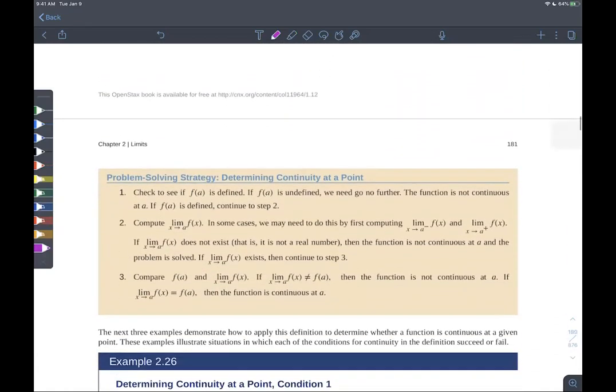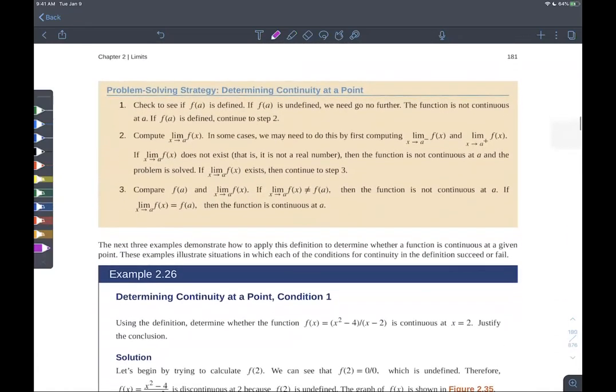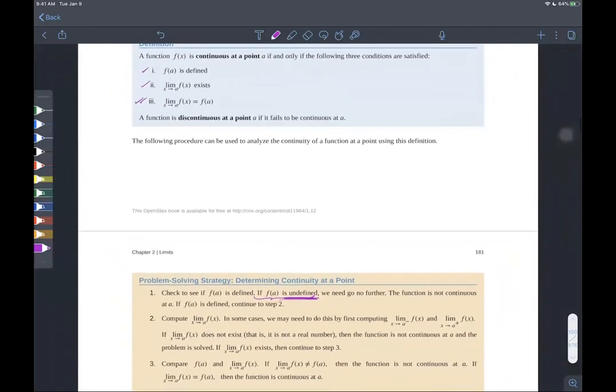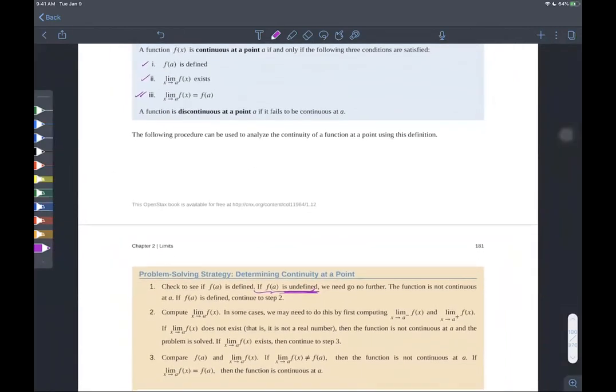Okay, so let's go ahead and look at the problem-solving strategy for determining continuity at a point. Check to see if f of A is defined. If f of A is undefined, we need go no further. The function is not continuous at A. If f of A is defined, then continue to step 2. And of course, if f of A is undefined, then we're already missing requirement number 1 in that list. So if it's undefined, then you stop and it's not continuous.